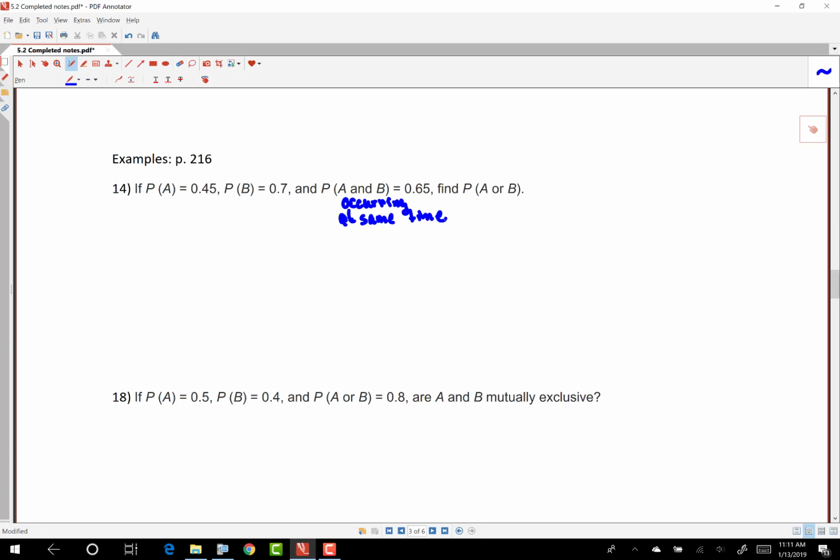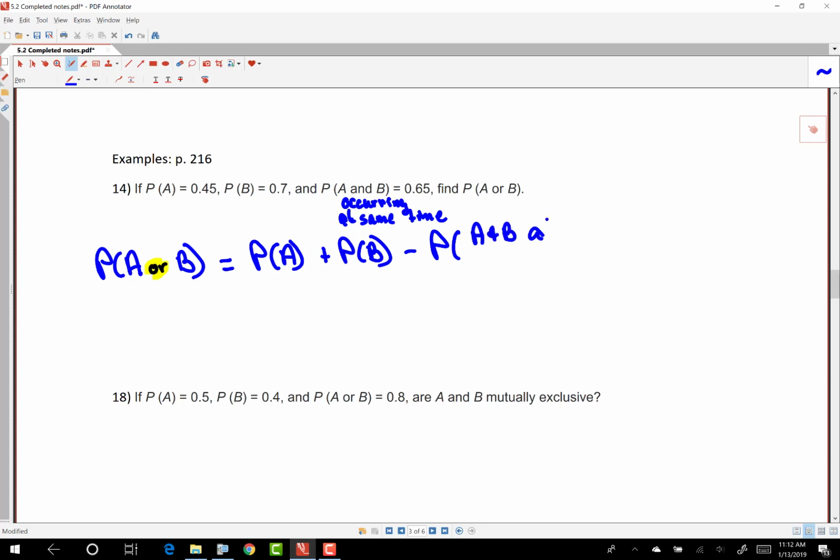Find the probability of A or B. Okay, so they want us to find the probability of A or B. So as soon as you see that word or, you should think about the addition rule. And so the addition rule is going to be the probability of A plus the probability of B minus the probability of A and B at the same time.